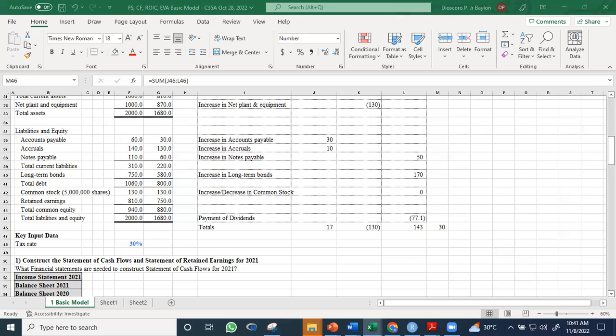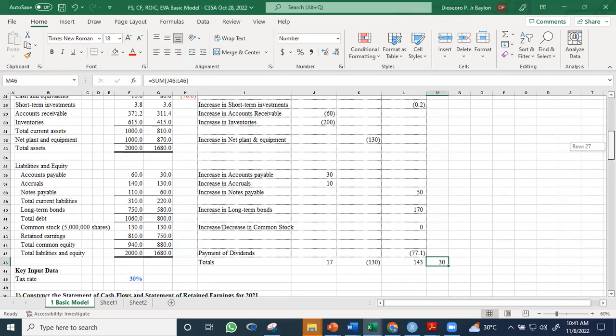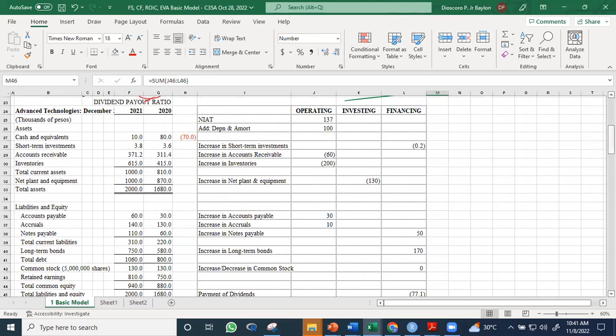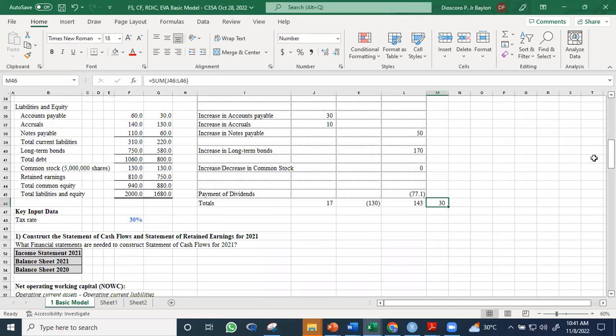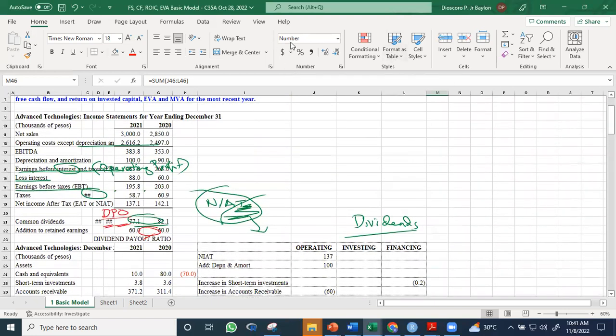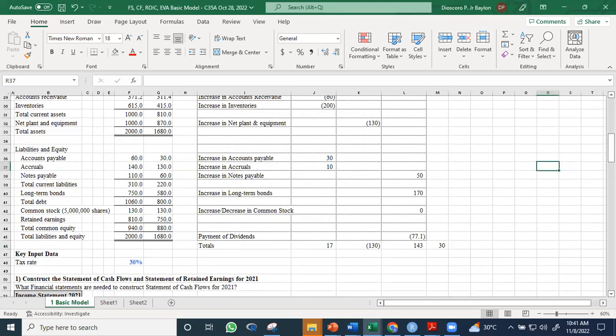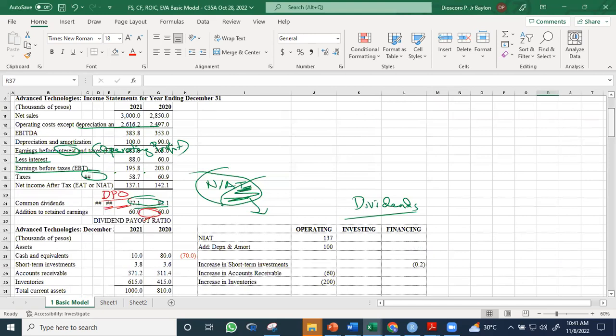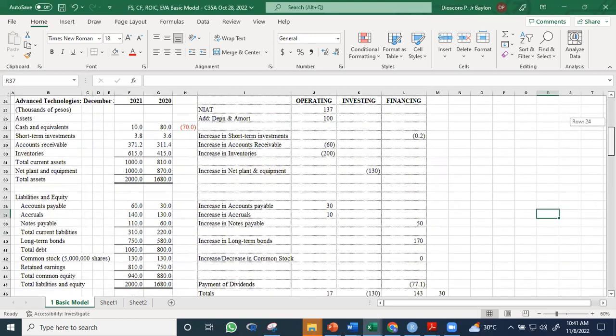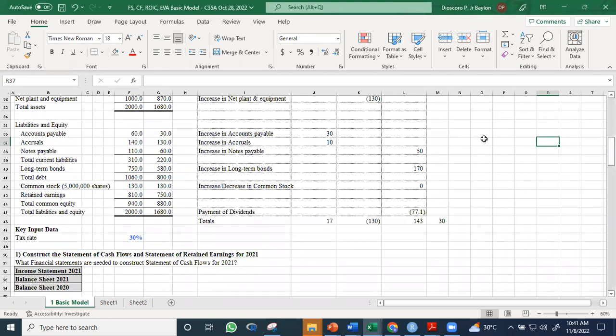You're correct, we're overstated. The sum should be negative 70 for these activities, but it's 30. So you're correct, we are overstated. By how much are we overstated? Your reply, please, class. By how much are we overstated?